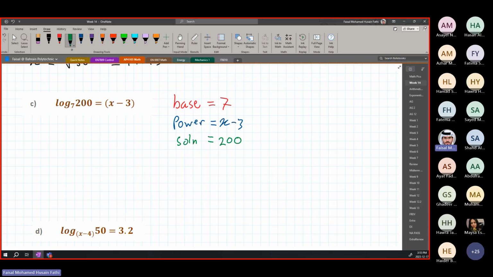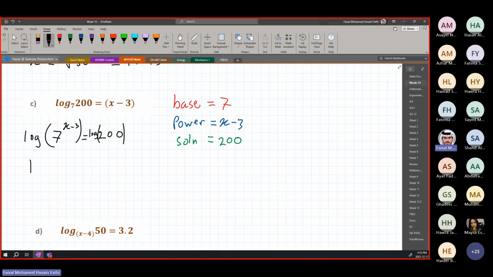If you guys understand this concept, it will always be super easy for you to solve exponential or logarithmic equations. Okay? So now we know the base is 7. We know the power is x minus 3. And the solution is 200. Hello? And now here, unfortunately, you cannot use the shortcut I showed you. You have to use ln on both sides. Let's do log this time, just so you see how it works. It's the exact same thing. Log or ln.